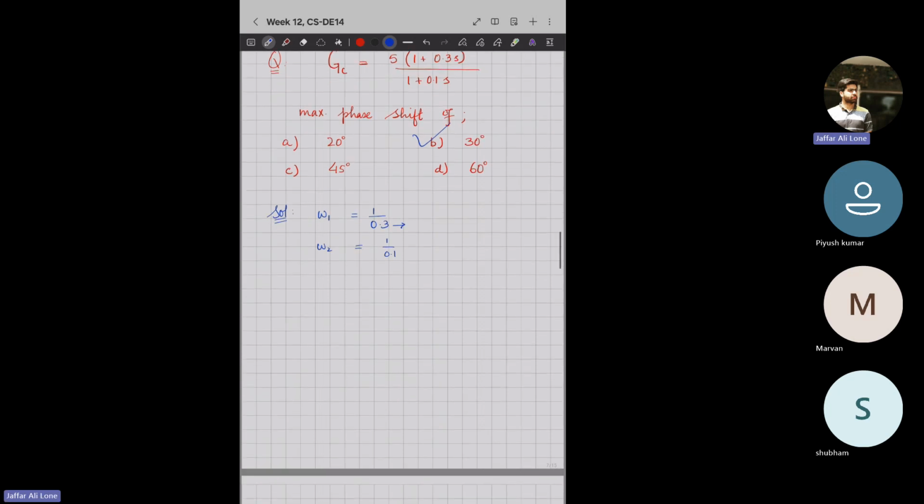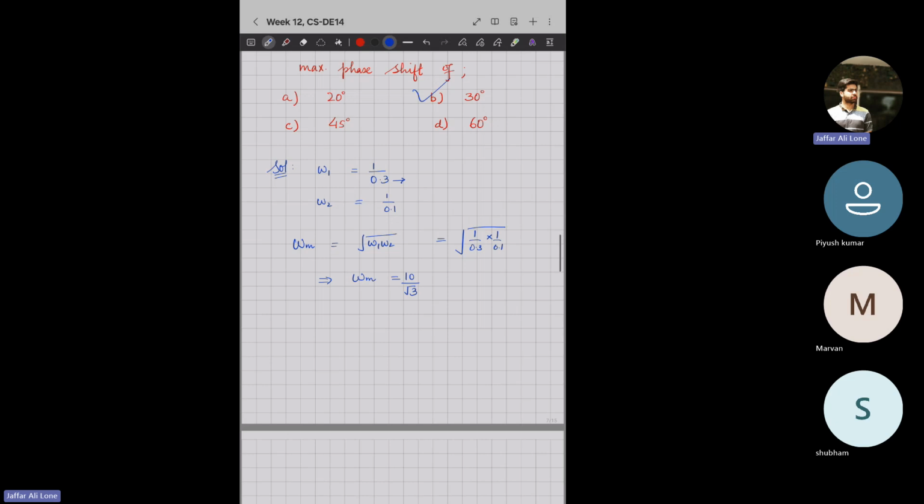Now the maximum phase lead will occur at frequency omega m, which is given by the square root of omega 1 times omega 2, which you calculate as 1 by 0.3 into 1 by 0.1. It implies my omega m will be 10 over root 3.